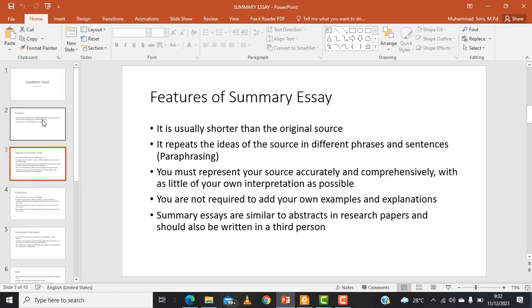And then you're not required to add your own examples and explanations because in a summary you just report. You just have to write what you understand from the text without adding any of your opinions or examples. And summary essays are similar to abstracts in research papers and should also be written in the third person. If you read an abstract of a scientific article or research paper, you will know several things.